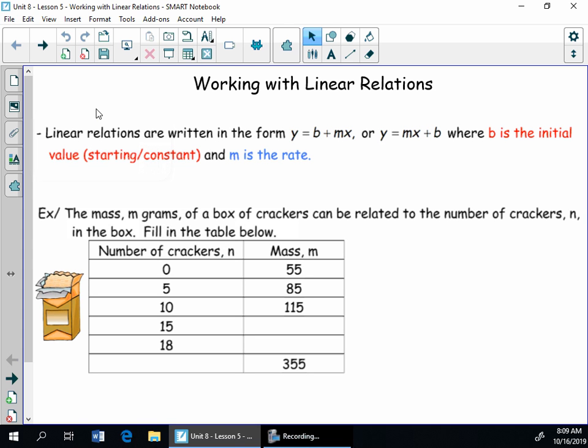In today's lesson, we're not going to learn anything new. We're just going to start playing with some of the linear relations we've been looking at. So gathering information, making equations, figuring out different things about our patterns.